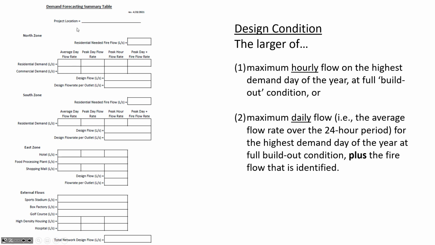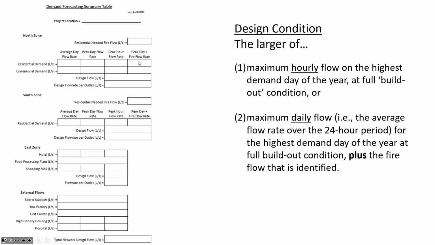So if you look at the way this is set up, for example, in the north zone where there's both residential and commercial areas, you're going to find out what is the average daily flow rate in liters per second. And then the peak day would be 1.8 times the average day. The peak hour would be 3.25 times the average day. And then up here at the top is where you carry over the fire flow that's defined in your specifications handout, which I'll give you in just a moment. So peak day plus fire.